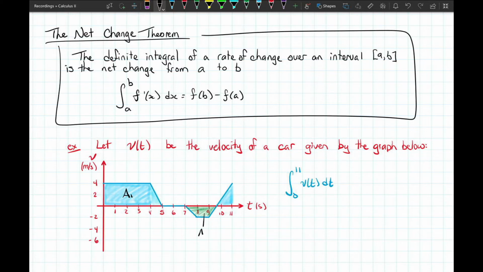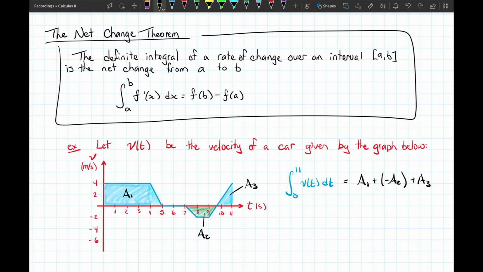A1, A2, and A3, if area is always just a positive value, then the net change of displacement from 0 to 11 seconds is graphically interpreted as A1 being positive displacement, A2 being a negative displacement, and A3 being positive displacement. So in the end, it looks like I'll overall have traveled forward more than I've traveled backwards because I have a lot more blue area than green area.